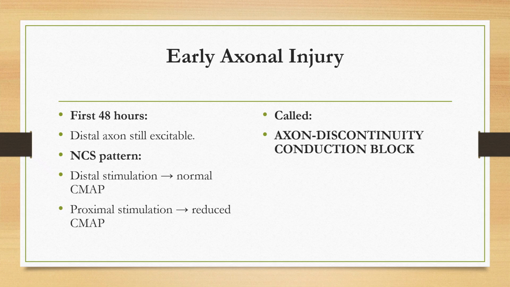Early axonal injury. In the first 48 hours, the distal axon is still excitable. So NCS will show distal stimulation with normal CMAP, and proximal stimulation with reduced CMAP. This is called axon discontinuity conduction block.